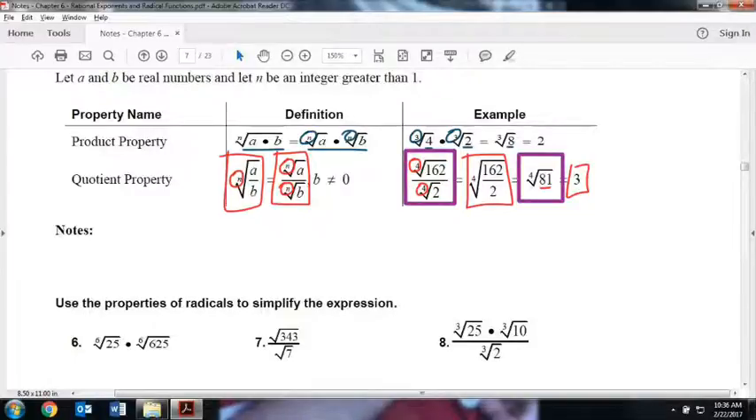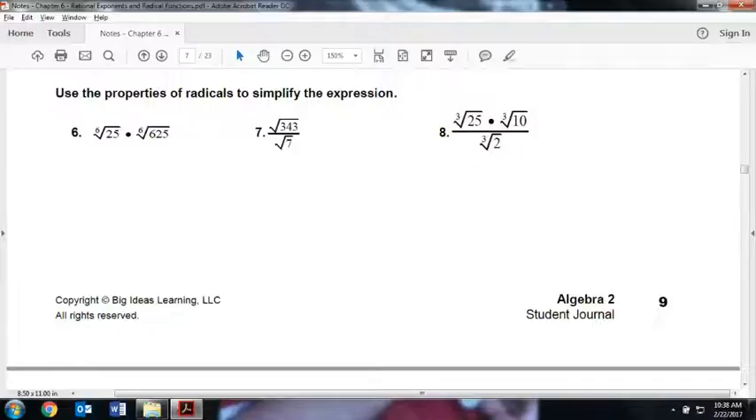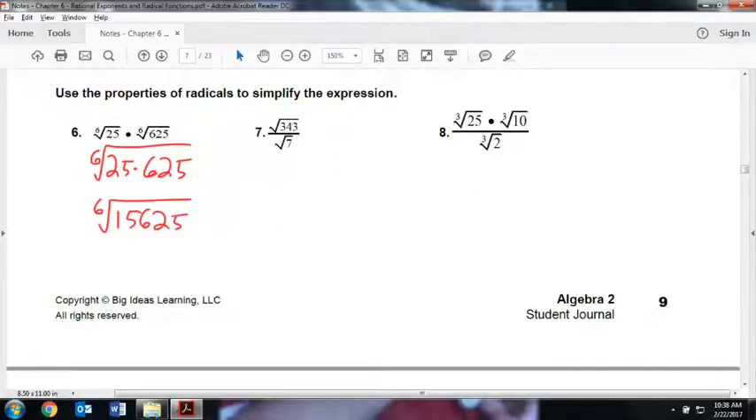Let's work on 6 through 8 real fast. Let me back out, discard, scroll down. All right, here we go. Number 6. Okay, we have the same radical. They're both to the 6th power. And we're multiplying, so we just simply can think of it as 25 times 625, which is something huge. All right, that's the 6th root of 15,625, which we'll stick in our calculator and see if it comes out.